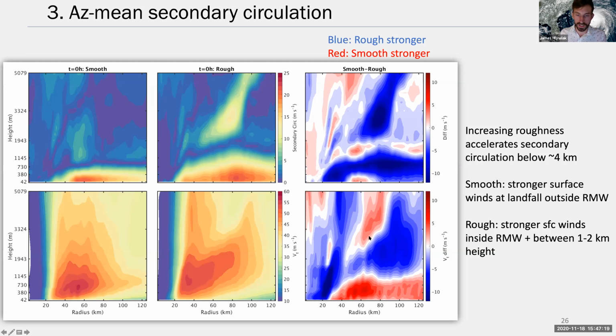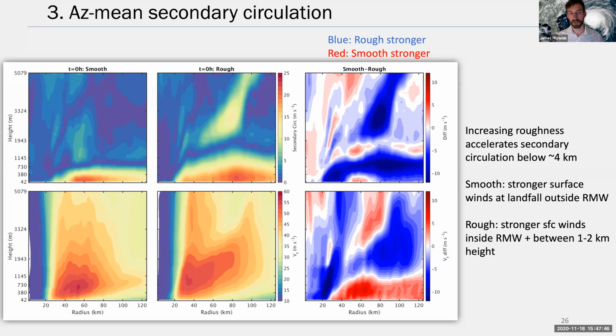Additionally, when looking at the tangential wind field, this change to the secondary circulation leads to a stronger tangential wind field above the boundary layer for the rough case and within the radius of maximum winds. So even though the harsher surface is decelerating the immediate surface winds, we see a much stronger outflow jet develop, or a much stronger supergradient flow develop above the boundary layer.